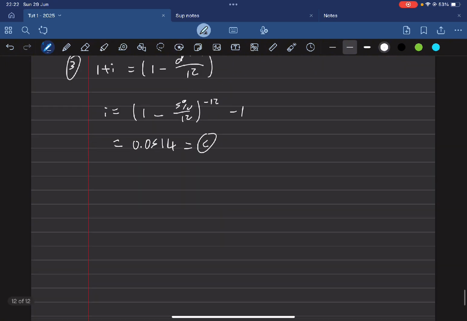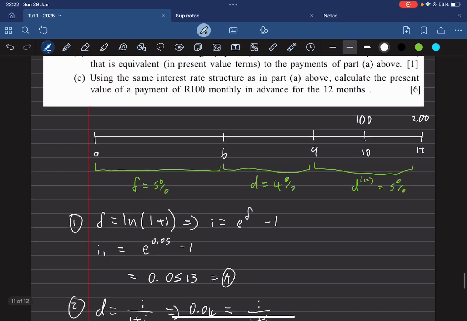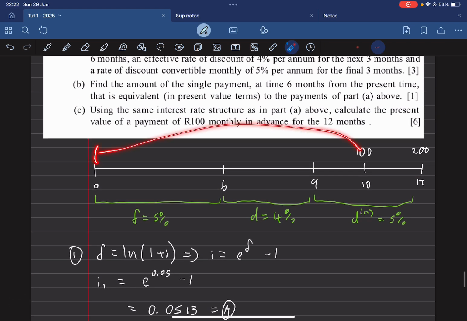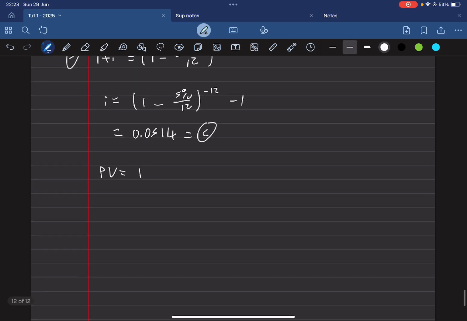So now to find the present value, it should be pretty simple. We first want to move this 100 Rand all the way to the present value. We're going to have 1 month with the interest rate C, 3 months with the interest rate B, and 6 months with the interest rate A. So we take 100 Rand and multiply it by 1 plus C. Remember, all our interest rates are annual, so we're going to raise it to the power of negative 1 over 12 to find the present value.